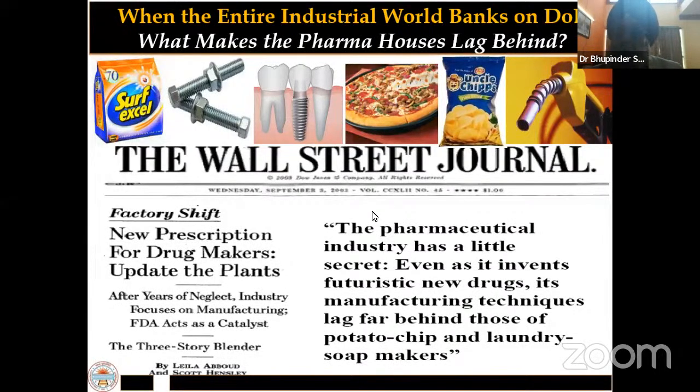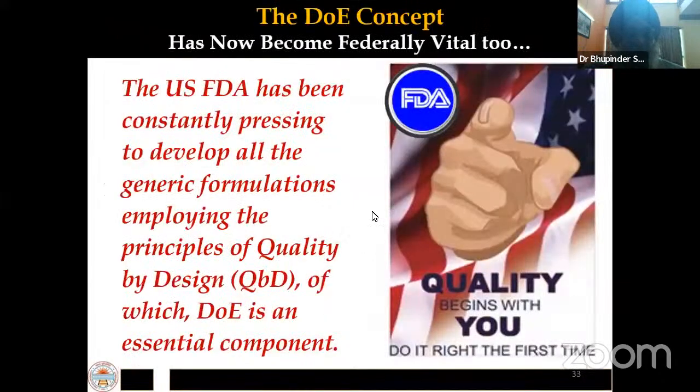You talk of futuristic drugs, yet your techniques are lagging far behind those of the potato chip industry, the nut and board industry, the dental implant, the pizza industries, and the oil exploration industry. They are adopting modern and systematic paradigms like DOE, but we are not. So that was something challenging. So the US FDA has been constantly pressing to develop all generic formulations today employing the principles of quality by design, QbD, of which DOE is an essential element.